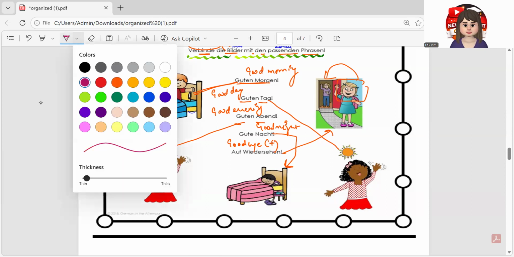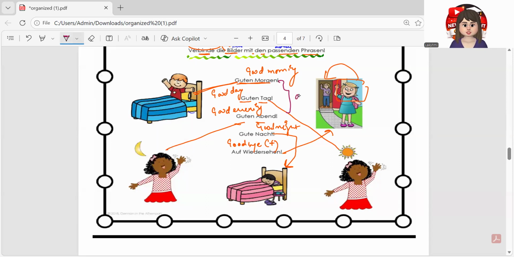Now say the article is yes, true, that is there. And Gute Nacht, that is the exception case. What will be the article? That is the only.